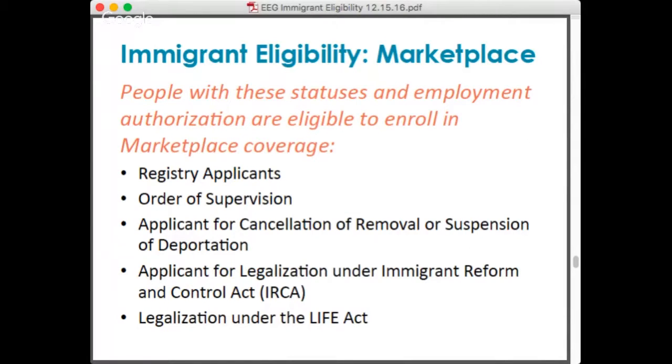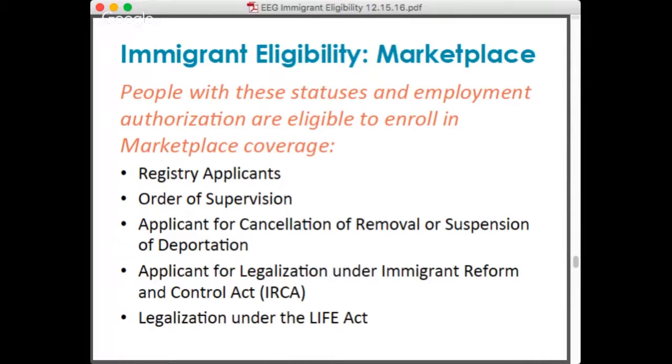Then there's a group of statuses for which, if you have that status plus employment authorization, you would be eligible. These would be things like registry applicants, applications for cancellation of deportation, cancellation of removal or suspension of deportation, or applicants for legalization under the Immigration Reform and Control Act. Again, these are not complete lists, either the applicant plus employment authorization list or the applicant-only list. If you're working with someone who has a common status, the full list is on healthcare.gov.